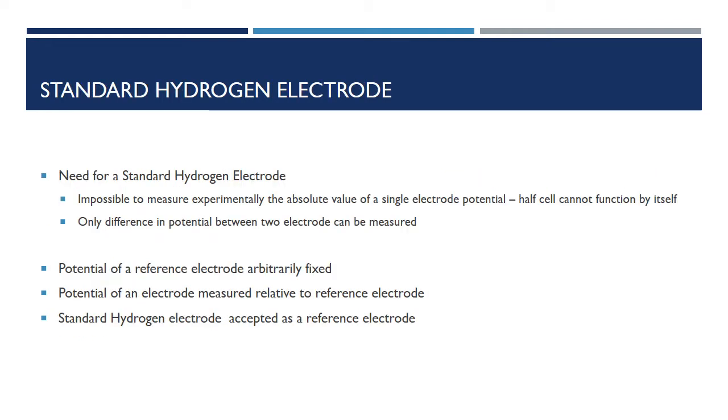A half cell cannot function by itself. Hence, it is impossible to measure experimentally the absolute value of a single electrode potential. What can be measured experimentally is the difference in potential between two electrodes. Hence, it became necessary to fix an electrode as a reference arbitrarily. The electrode so selected as a reference is the standard hydrogen electrode, and the potentials of other electrodes are measured relative to the reference electrode.